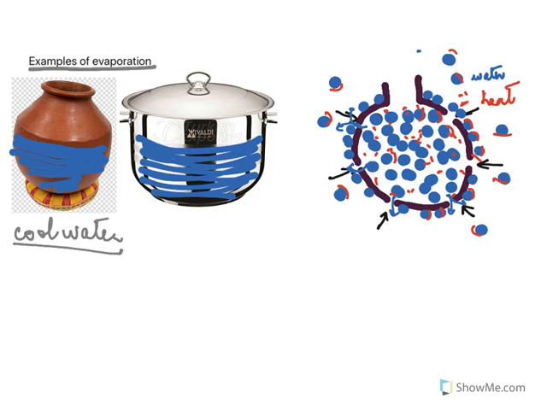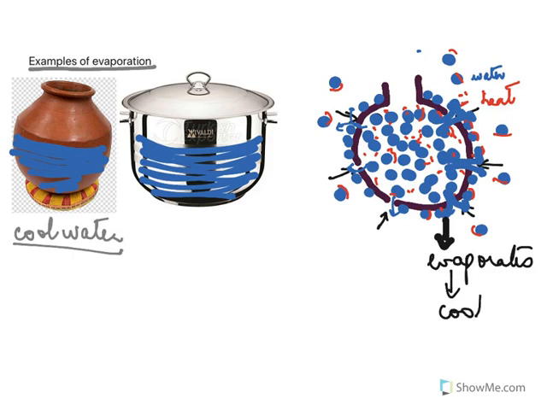So I repeat again, in a porous pot, the water seeps out. It seeps out because of the pores, and once it reaches outside, it evaporates. And this evaporation causes cooling. The heat required for this evaporation is taken from the water. So the water begins to get cooler.